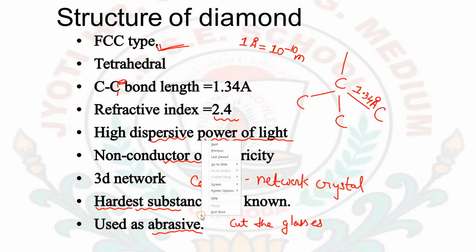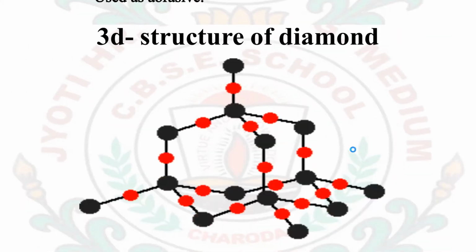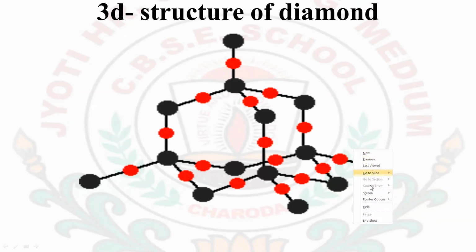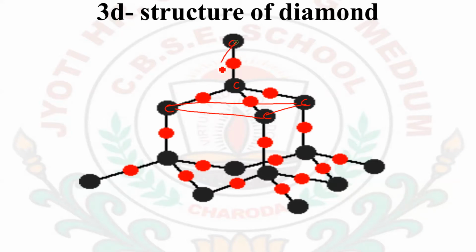Now let's move further and see what the tetrahedral structure for the diamond is. The tetrahedral structure for the diamond is like this. Here you can see this single carbon atom has been connected to four different carbon atoms to form a tetrahedral structure. This is the tetrahedral structure, and this carbon is joined like this.